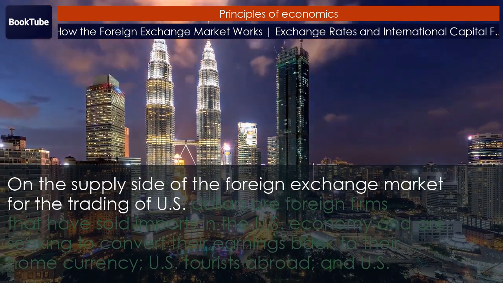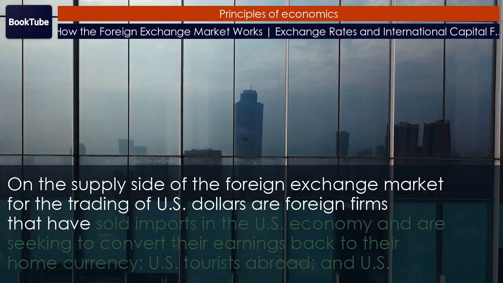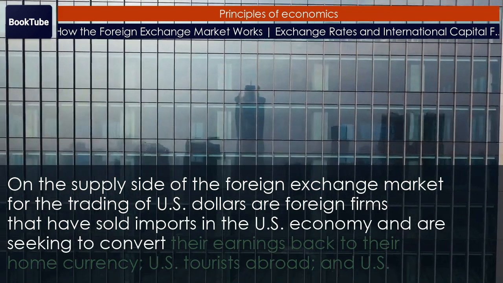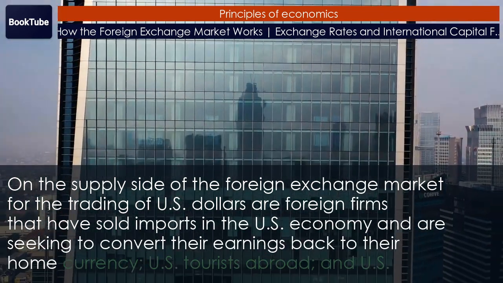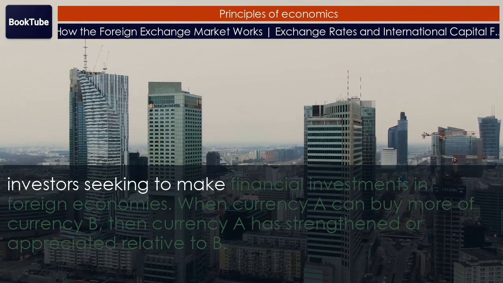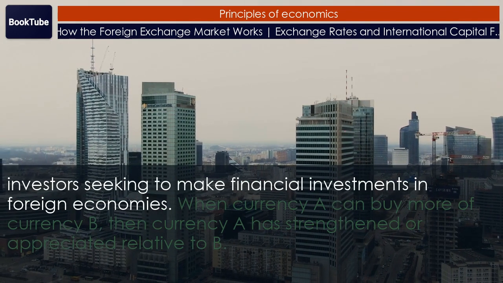On the supply side of the foreign exchange market for the trading of US dollars are foreign firms that have sold imports in the US economy and are seeking to convert their earnings back to their home currency, US tourists abroad, and US investors seeking to make financial investments in foreign economies.